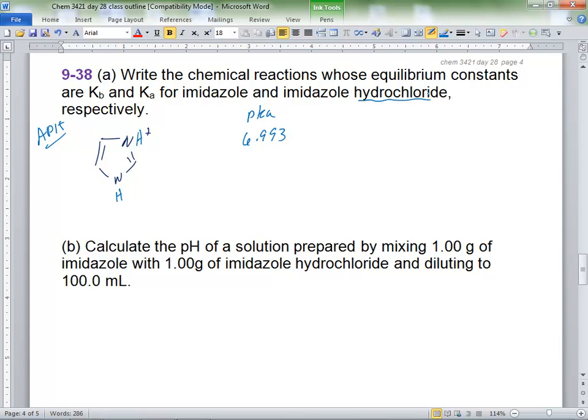Maybe don't worry about the hydrochloride right now. Start with the imidazole. Right? The name always corresponds to the neutral form. It's going to be the base. This one will be our A minus. You could pull out a bottle of imidazole hydrochloride. That's going to be the conjugate acid.